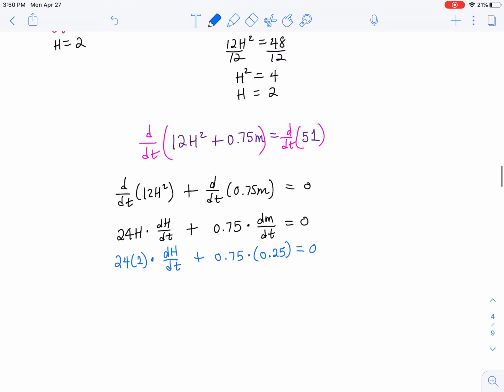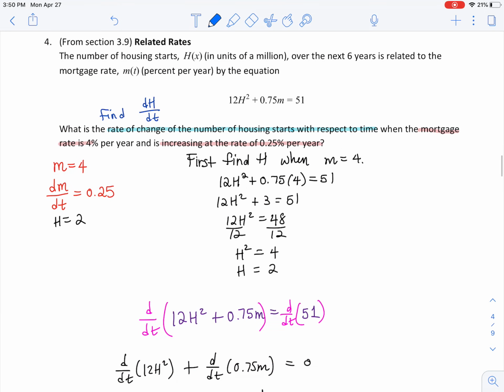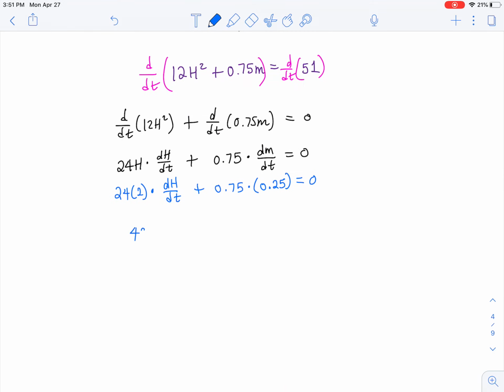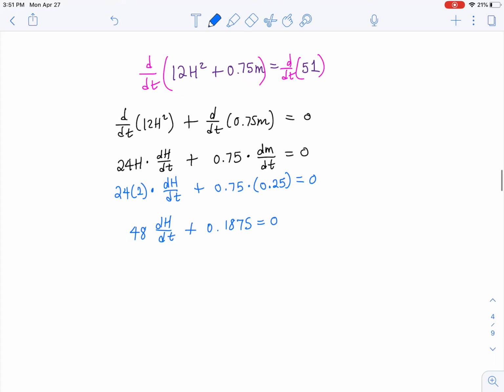So when you are doing this related rates problem, as long as you can identify the variable that you're trying to find, and label everything else and just plug in after implicitly differentiating the function, you'll be all right. Let's go ahead and solve this. So this will be 48 dH dt plus, decimal multiplication, 0.75 times 0.25 is 0.1875 equals 0. Let me subtract that number. 48 times dH dt equals negative 0.1875. And then let me divide both sides by 48.